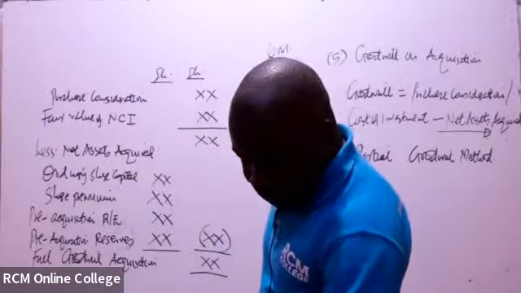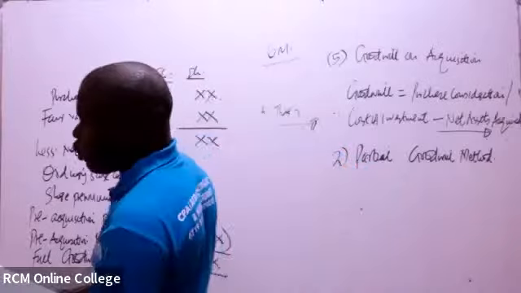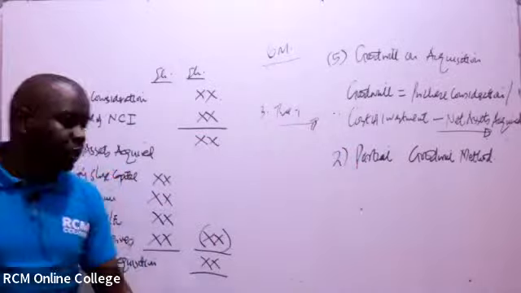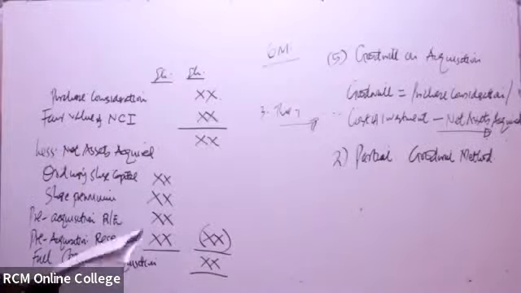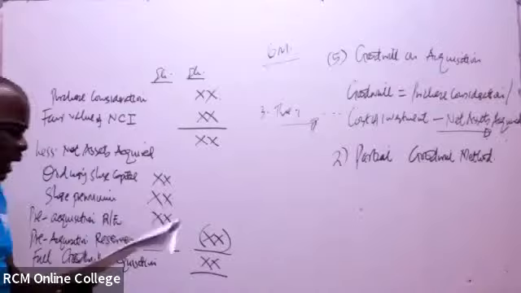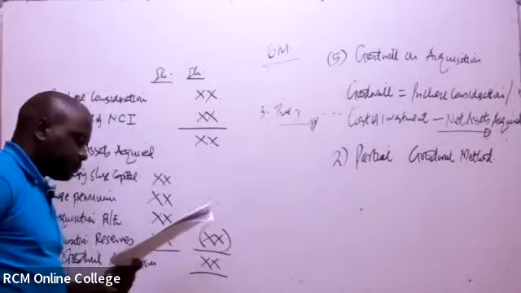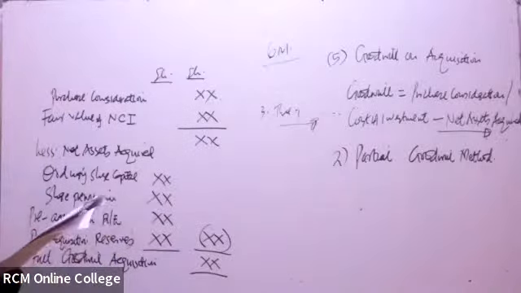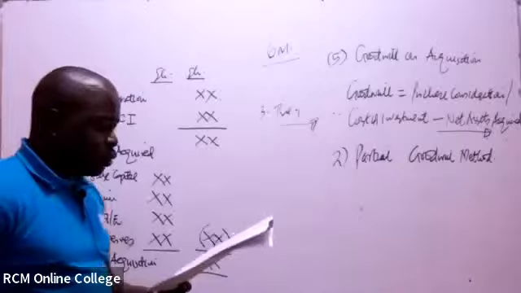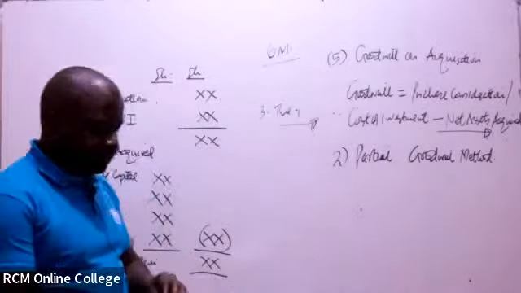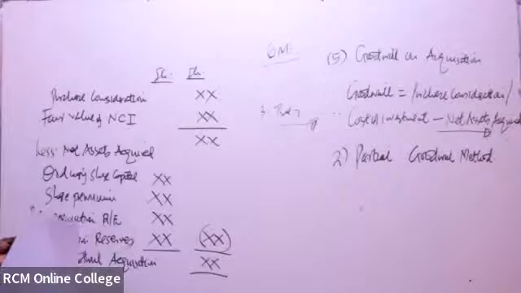This is where only the parent goodwill is recognized. This one is now partial. You don't consider that one for the NCI. You say it is where only the parent goodwill is recognized.